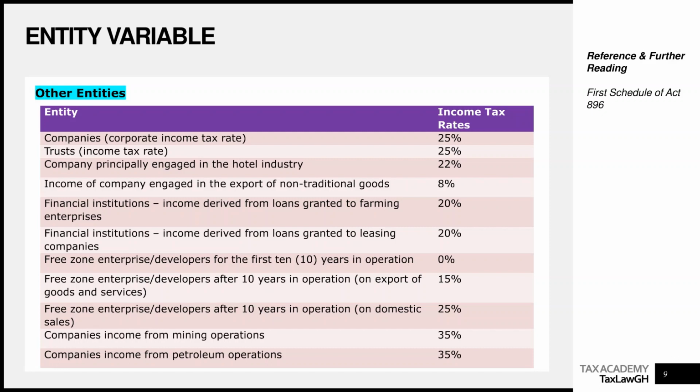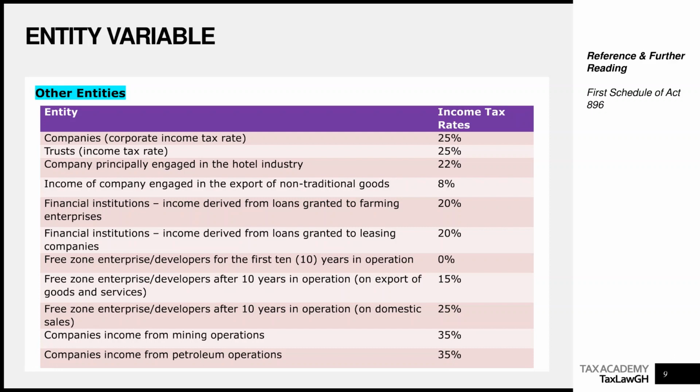How about financial institutions? We are saying their income derived from loans granted to farming enterprises will be taxed at a lower rate of 20%. Then their income derived from loans granted to leasing companies will be a lower rate of 20%. However, if you take another financial institution that does not grant loans to farming enterprises or to leasing enterprises, that financial institution will end up paying tax at 25%.